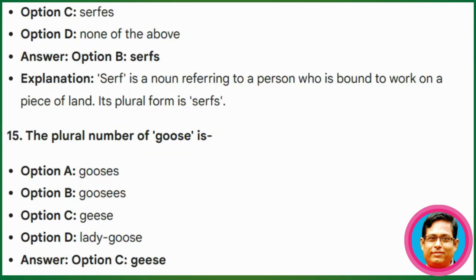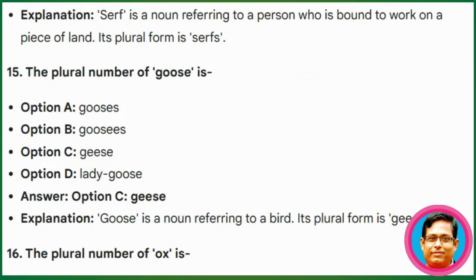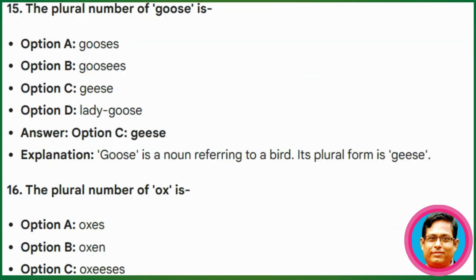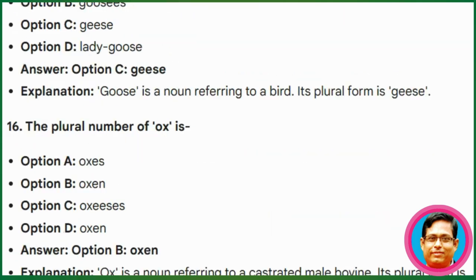15. The plural number of goose is option A, gooses. Option B, gooses. Option C, geese. Option D, lady goose. Answer, option C, geese. Explanation. Goose is a noun referring to a bird. Its plural form is geese.